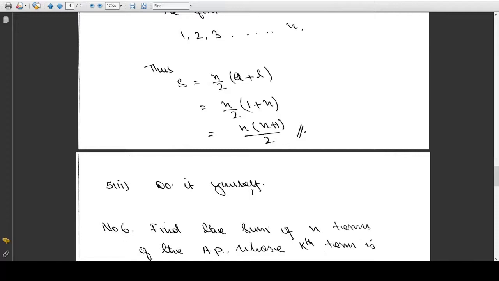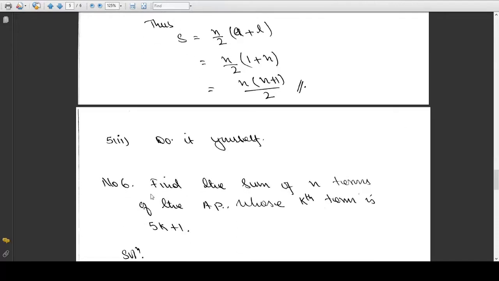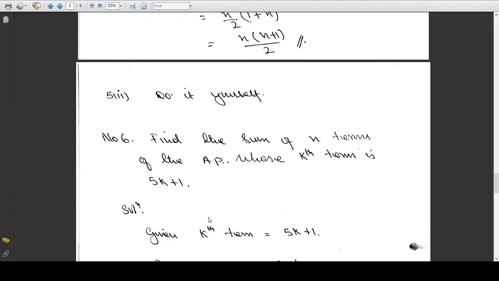Number 2, you try to do it by yourself, and now we'll do number 6. Find the sum of n terms of the AP whose kth term is 5k plus 1. The kth term here is 5k plus 1.